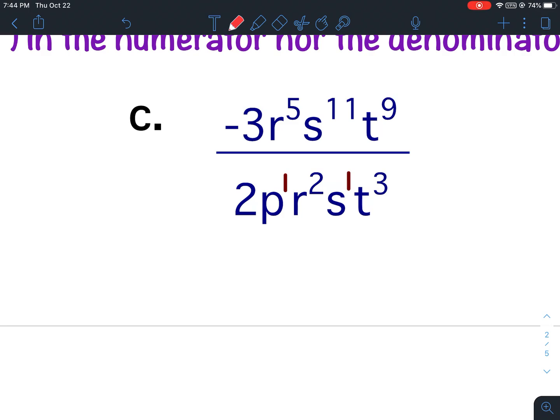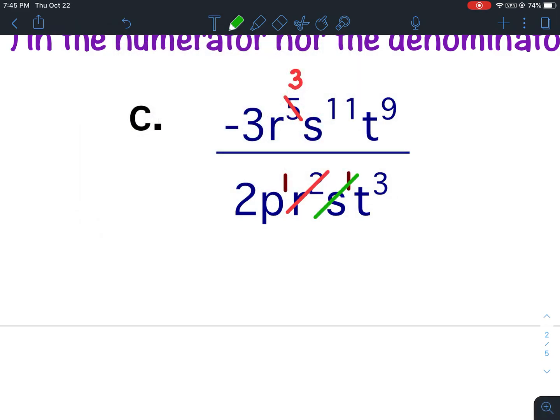Well, going in alphabetical order, I would start with the P. Well, there's only a P in the denominator, so I don't need to worry about doing anything with that P term. I go next to the R. I do have an R in the numerator and an R in the denominator, so that will be what I divide first. R to the second has the smaller exponent. It gets completely crossed out. And 5 minus 2 is 3.